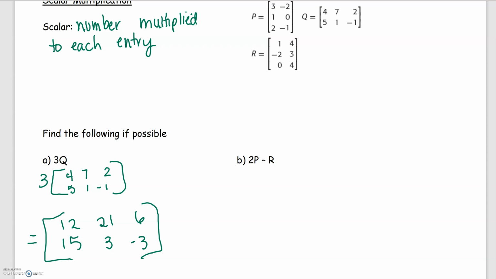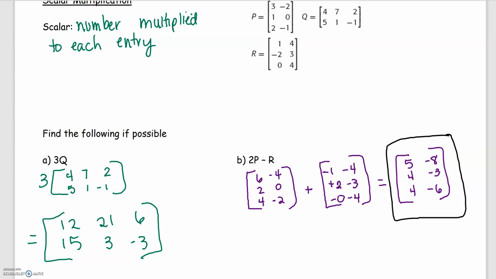Okay, so if you want to try B, go for it. You're going to take 2 times P and then subtract R. So try it and then push play and check when you're ready. So first thing I did was just double all of my entries in P. So I got 6, 2, 4, -4, 0, -2 here. And then I'm going to subtract R. So I just changed it to addition and changed all these signs to be opposite, so then I can just add. So 6 and -1 to get my 5, -4 and -4 to get my -8, etc. Double check your answer.